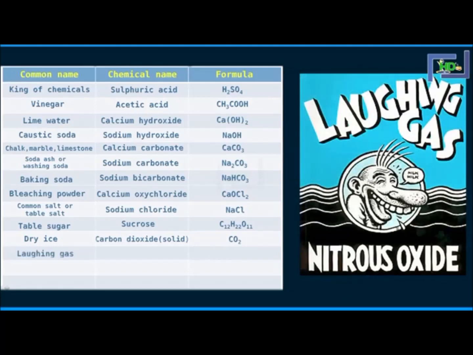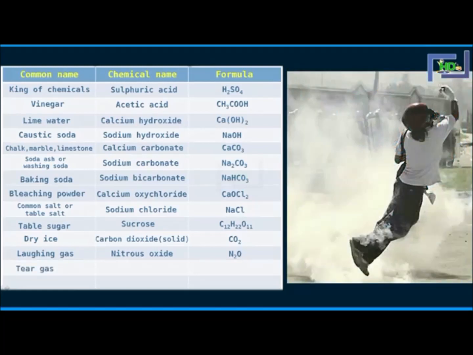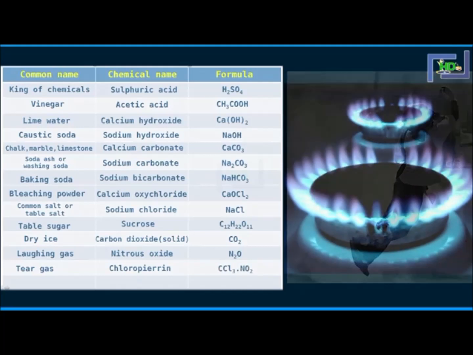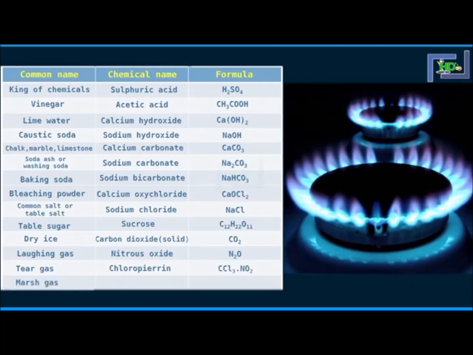Laughing gas. It is nitrous oxide, N2O. If you smell this gas, you will always laugh. Tear gas. You know what tear gas is? Which can make you cry. This is chloropicrin. The formula is CCl3NO2. Marsh gas. It is methane. The formula is CH4.